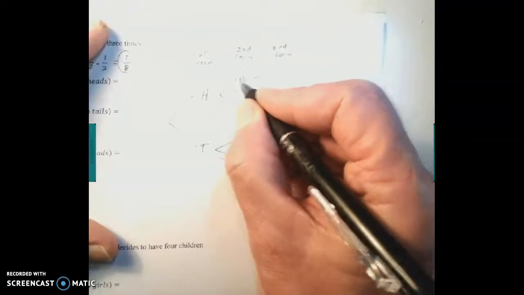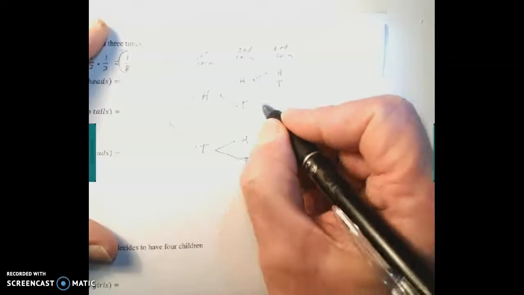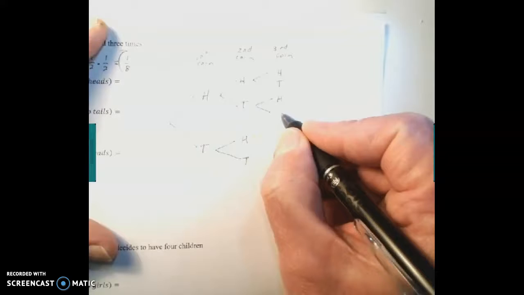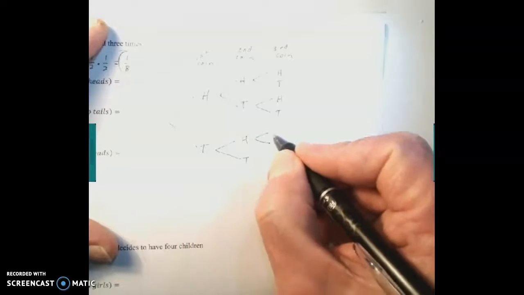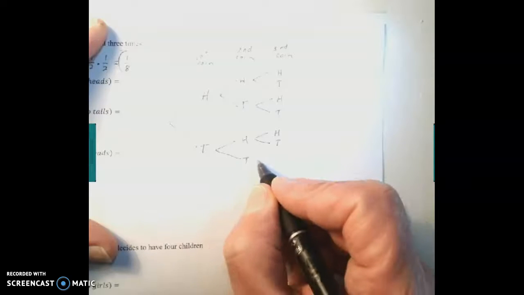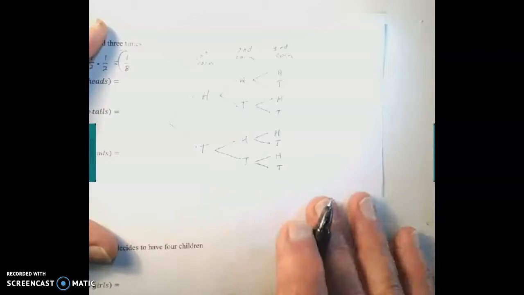And after getting heads and then heads, I could get heads or tails on the third coin. After getting heads and then tails, I could get heads or tails on the third coin. Tails and then heads, I could get heads or tails on the third coin. Tails and tails, I could get heads or tails on the third coin.